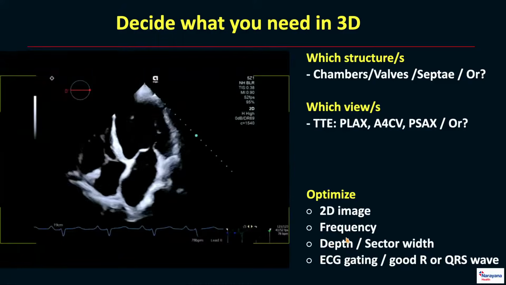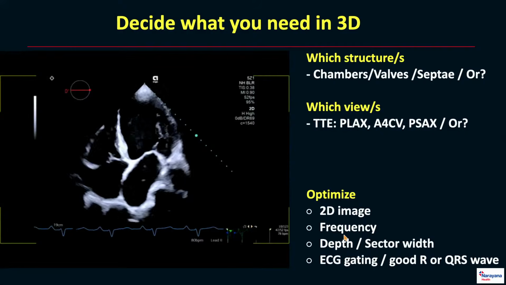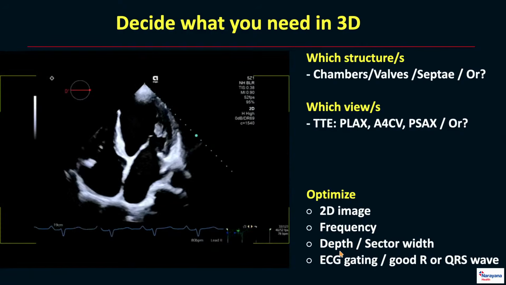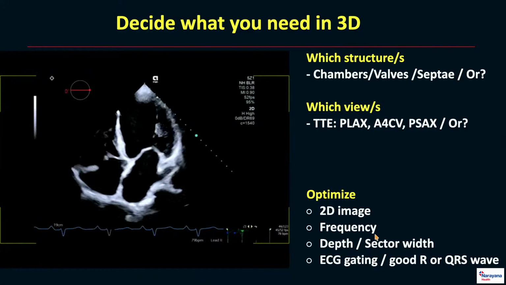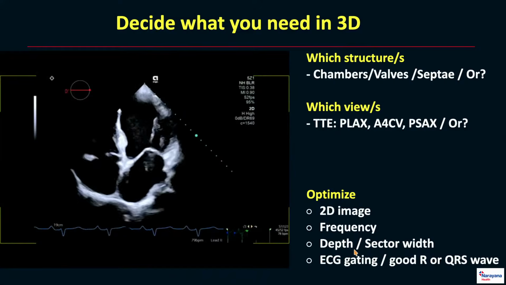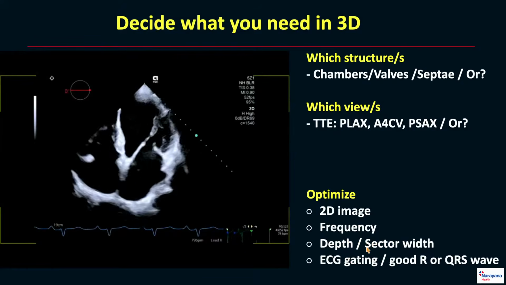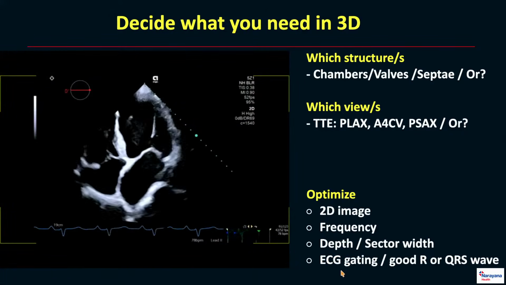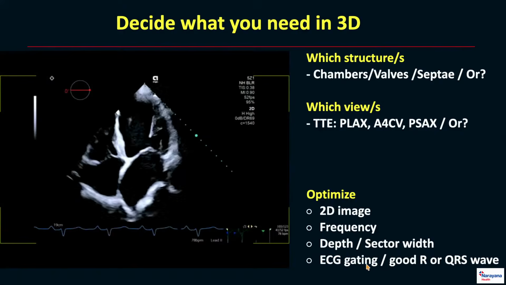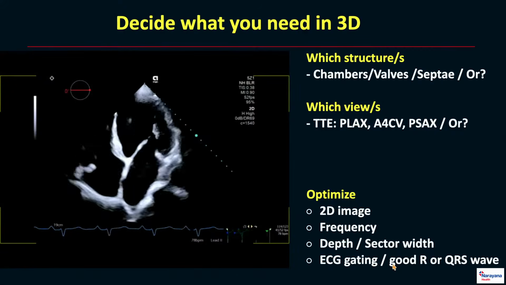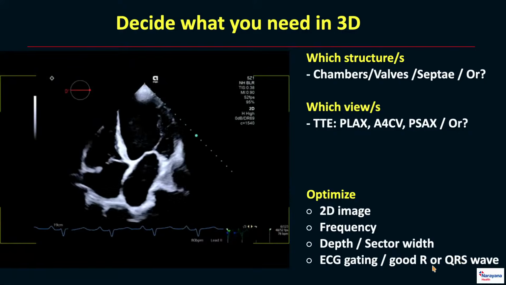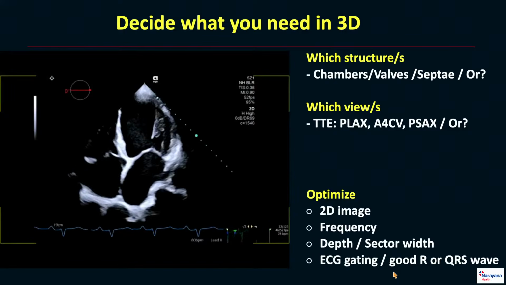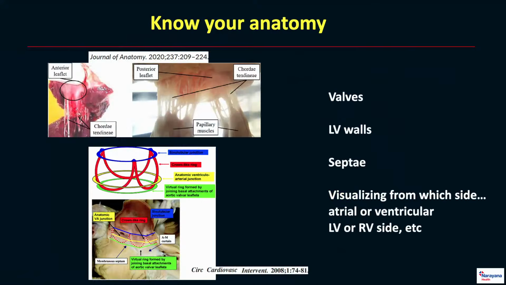And then adjust the frequency. The frequency also plays a big part in getting good images. And then adjust the depth. You don't want too much depth and too big a sector width, because again, you lose out on the clarity of the image. So these are some very basic things which you have to know for a good echo image. And then it's usually better to have ECG gating. That means you have to have an ECG connected, put on the patient, and try to look for a good R or QRS wave so that your acquisition becomes better. Some of the newer vendors, the newer software, provide 3D without the ECG also. That is the present day.